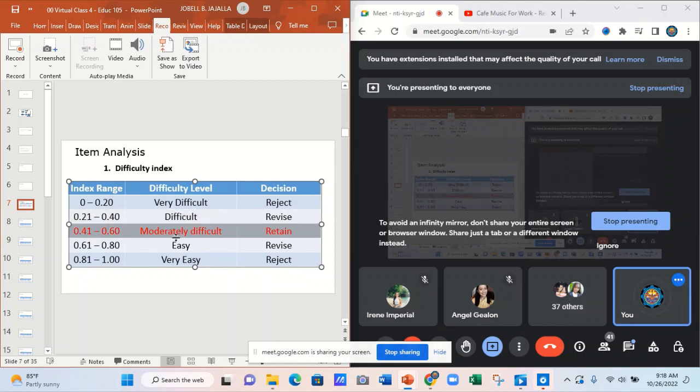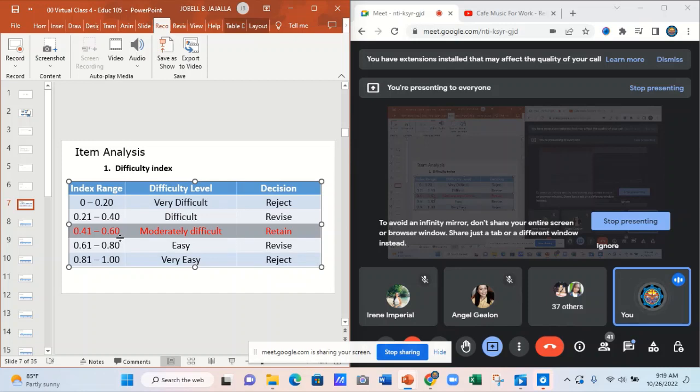Now, kung mubaba ta class, we have the range of 0.61 to 0.80. Pasabot ana the item is easy. Easy na siya na item. And likewise, the decision here is revise lang siya, revision, sama sa difficult, no? Kung saan na to siya pag-revise, we revise it na palisod-lisuron na to siya gamay para mahimo siyang moderately difficult.